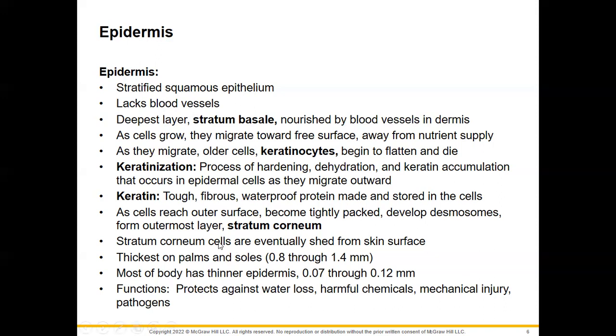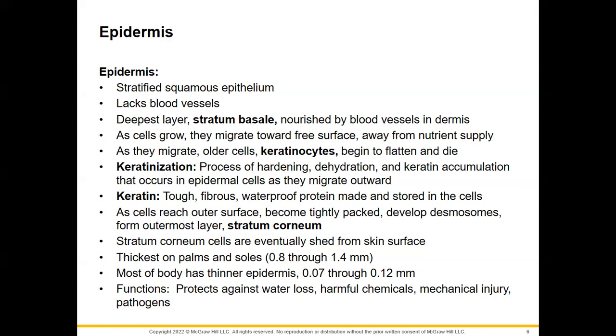So keratin is a tough, fibrous, waterproof protein that is made by and stored in the cells. This tough, fibrous, waterproof protein is why our skin is waterproof. It's why, when water falls on our skin, it doesn't directly absorb into our bodies. Because if that were to happen, we would always be waterlogged, and that would cause other problems.